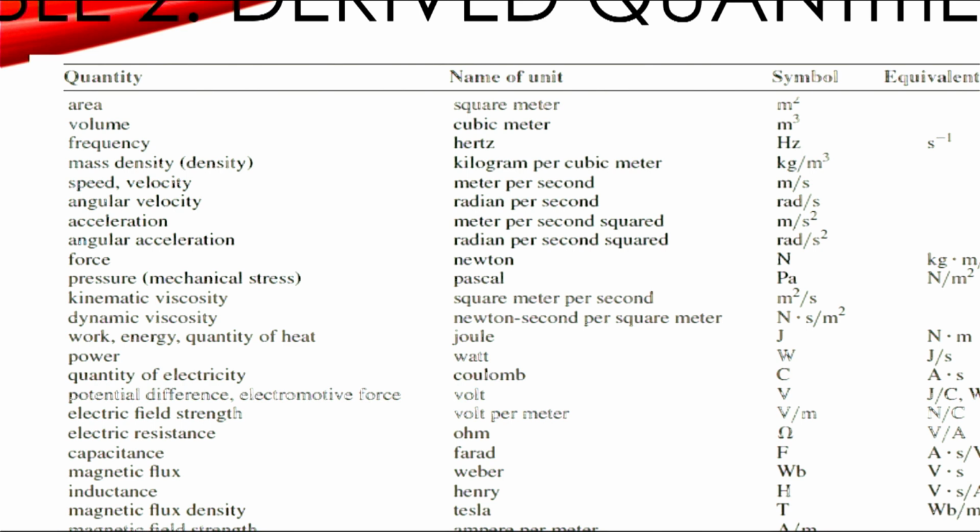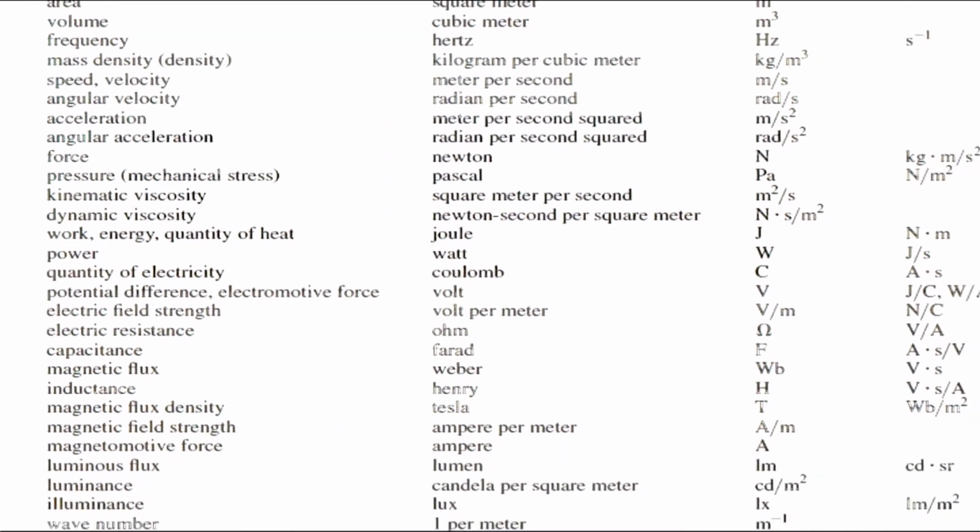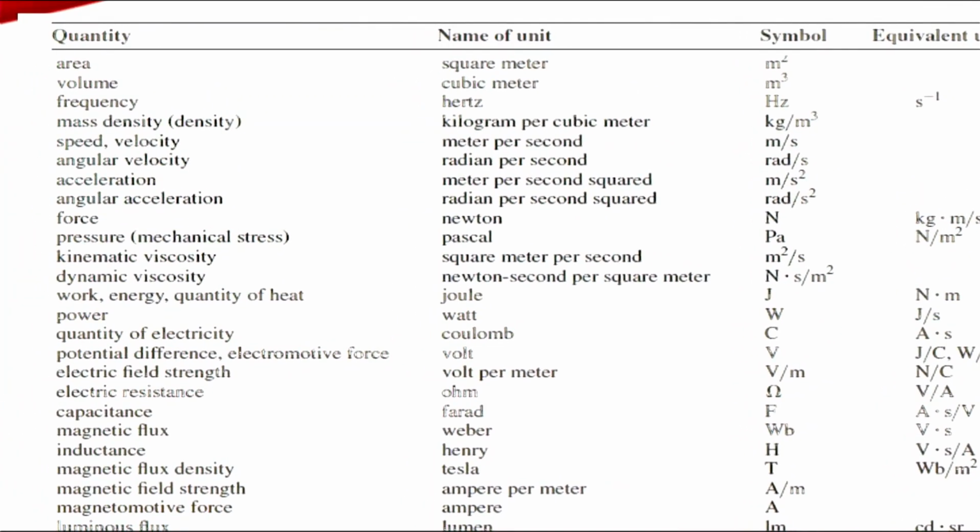We have frequency in hertz. We have mass density, which is the ratio between mass divided by volume. That's why the unit is kilogram per cubic meter. The kilogram is the mass divided by the volume, and the unit of the volume is cubic meters. Then we have speed, velocity we mentioned earlier. We have angular velocity. We have force. We have pressure. We have viscosity. We have so many of them, and you can all find them in your courseware.